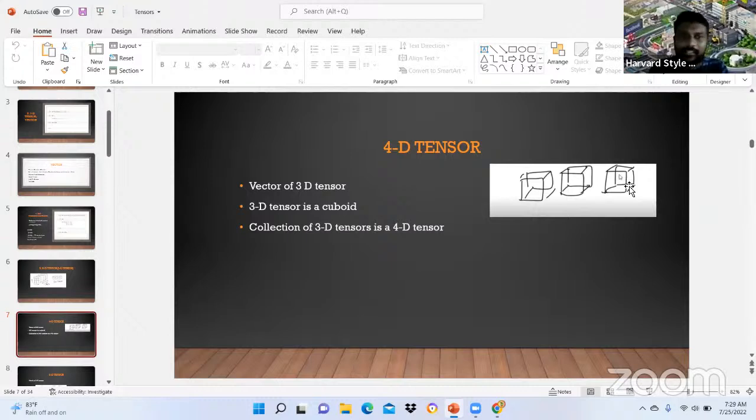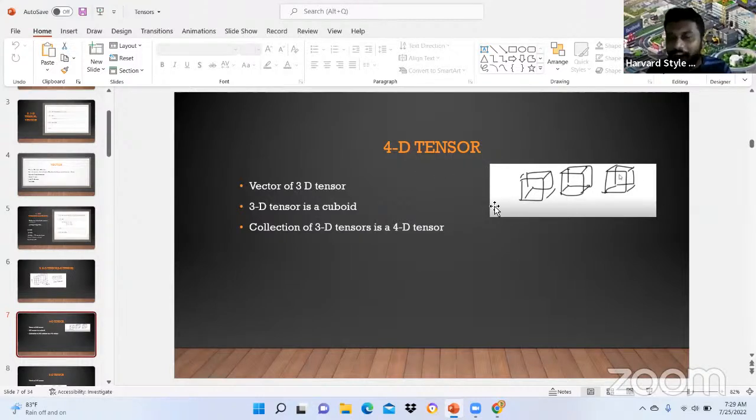4D tensor: or the other way you can say it is a vector of 3D tensors. Vector means it is a list, isn't it? Now this is a cuboid list, guys. A 3D tensor is a cuboid. So a collection of cuboids is a 4D tensor. Now you can understand how the 5D tensor is coming. Now it has only one sequence of cuboids.